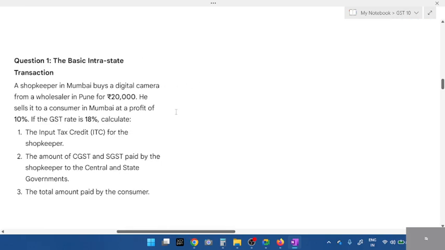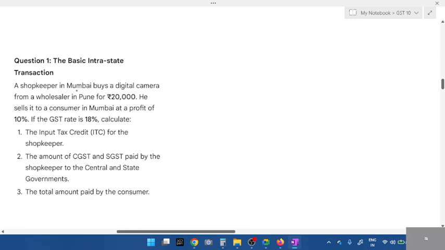Fine. Now this is the last concept, ITC, input tax credit concept. There are 4 questions. We'll do it. First one, I'll read the question. A shopkeeper in Mumbai buys a digital camera from a wholesaler in Pune for 20,000. He sells it to a consumer in Mumbai at a profit of 10%.